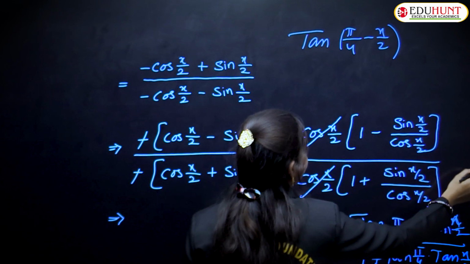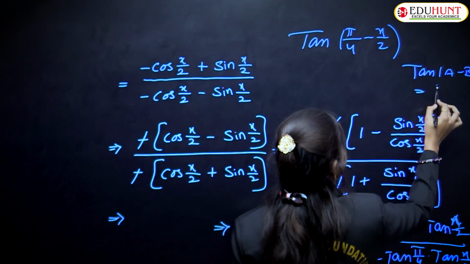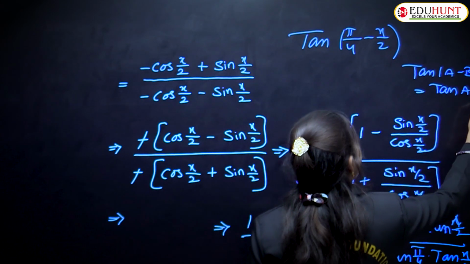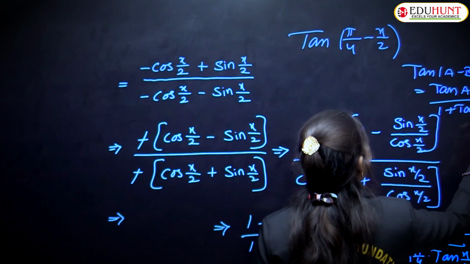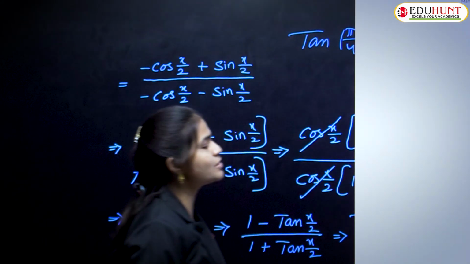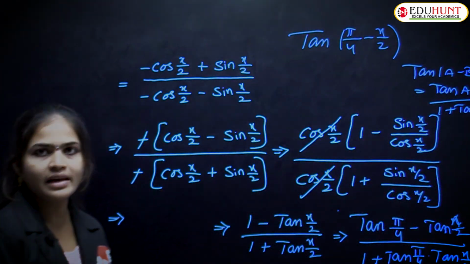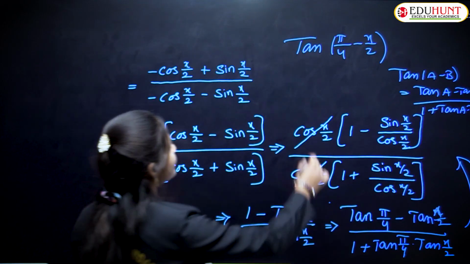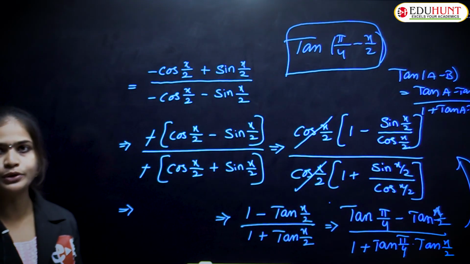Why? Because this is the formula for tan of a minus b. So the tan a minus b formula, what is that? Tan a minus tan b whole by 1 plus tan a tan b. So by comparing, these two are having the same terms only, no? So that's why here this is in the form of tan pi by 4 minus x by 2.